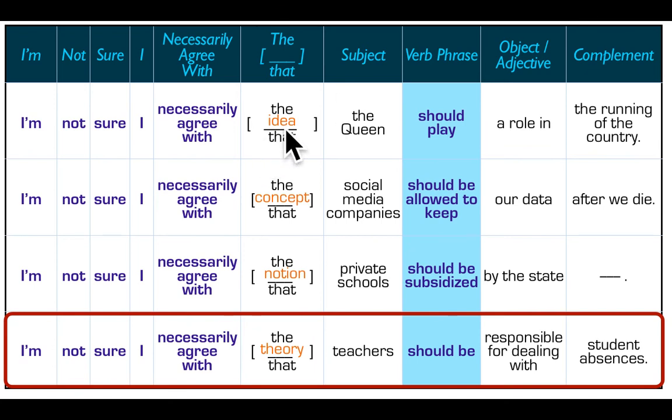So I think I may have said "idea that" here just out of habit, but "I'm not sure I necessarily agree with the idea that," "I'm not sure I necessarily agree with the concept that," "I'm not sure I necessarily agree with the notion that." Notion, like ocean. "I'm not sure I necessarily agree with the notion that." "I'm not sure I necessarily agree with the theory that." So you can put in other words for idea like concept, notion, or theory. These are just 4 that can work quite well.